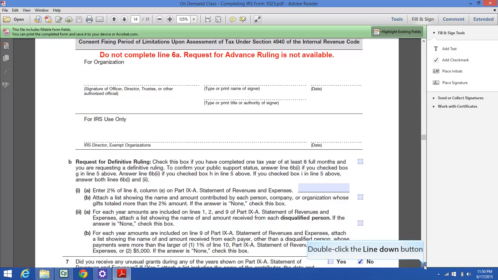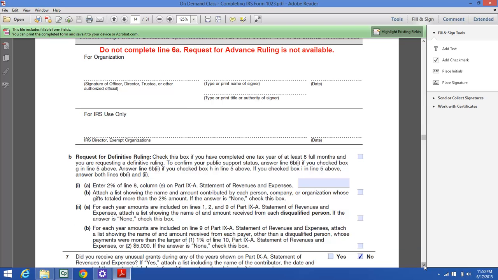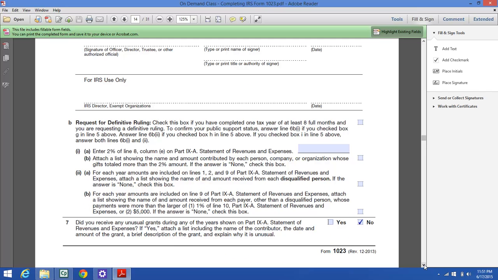Now, 6B, request for a definitive ruling. Check this box if you have completed one tax year of at least 8 full months and you are requesting a definitive ruling. Let's just ignore this because if you're brand new, this is not relevant to you at all. So let's just ignore 6B as well. And we'll just move down to 7.